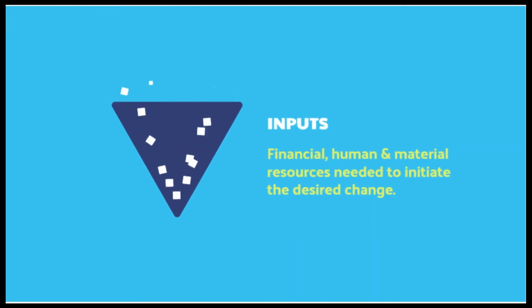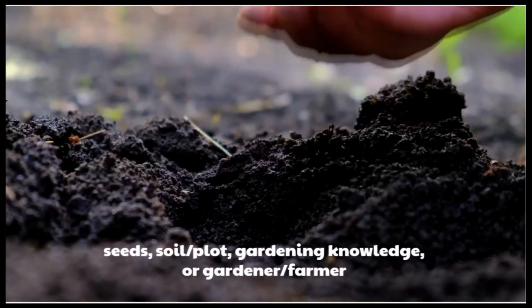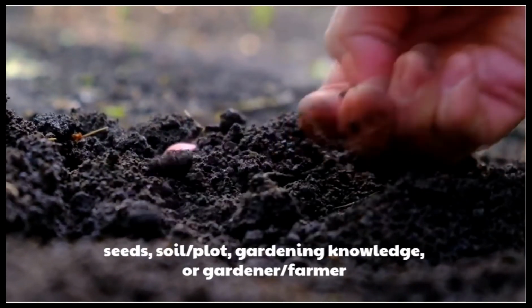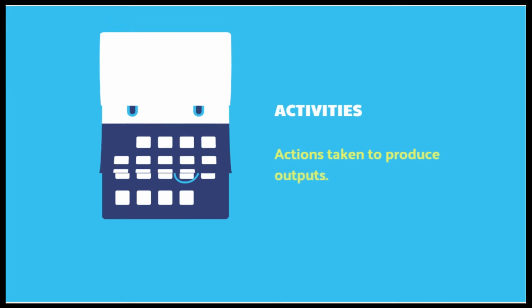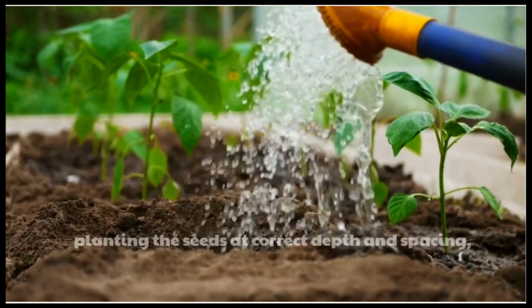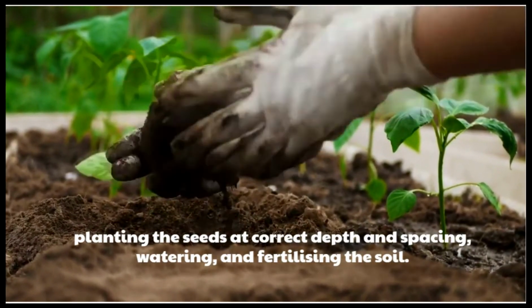Next is inputs. An input is financial, human, and material resources needed to initiate the desired change. In this example, this would be seeds, soil, plot, gardening knowledge, or the gardener or farmer. Next, we have activities. Activities are actions taken to produce outputs. This would mean planting the seeds at the correct depth and spacing, watering, and fertilizing the soil.